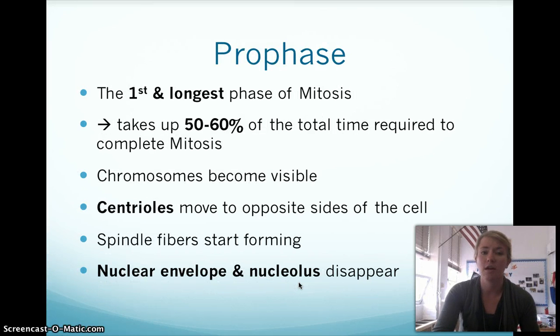So prophase, we're going to start off with, it's the first and longest phase of mitosis. First and longest phase of mitosis, not of the whole cell cycle, just of mitosis. It takes up to 50 to 60% of the total time required for mitosis to happen.